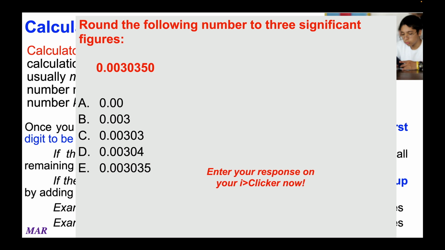But this has a 5 and a 0 after it. So to figure out if you need to round, you look at the first digit to be dropped. First digit to be dropped is a 5. 5 is between 5 and 9, so we'll round up. So the best answer here, 0.00304. Round it up. If it's a 5, between 5 and 9, round up. If it was between 0 and 4, just leave it alone.